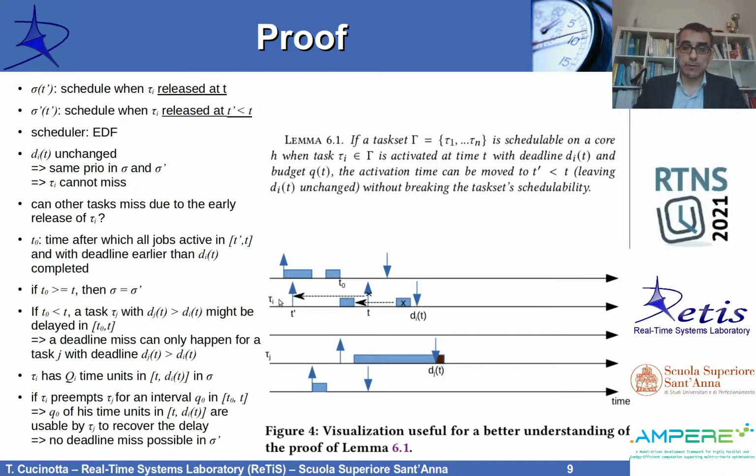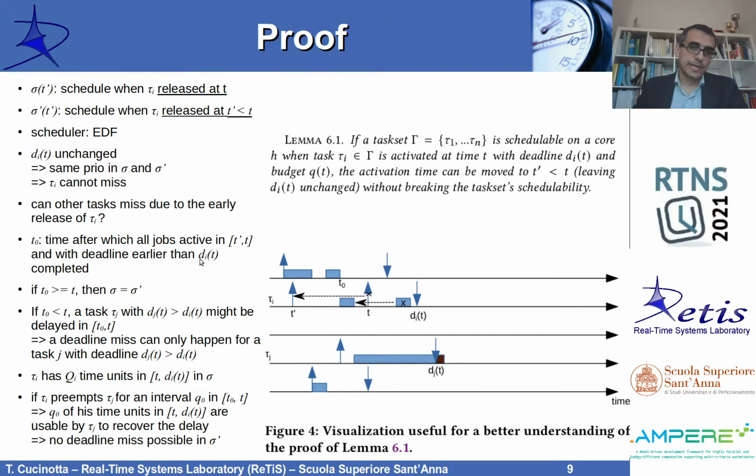As the deadline of tau I is unchanged, it has the same dynamic priority in sigma and sigma prime. So tau I cannot miss its deadline because of anticipating its release time. Actually, tau I will have even more chance to run, if any, so it won't be in a position to miss its deadline because of this anticipation. So the verification has to be made on other tasks. Can we be sure that anticipating the release of tau I will not break the schedulability of others?